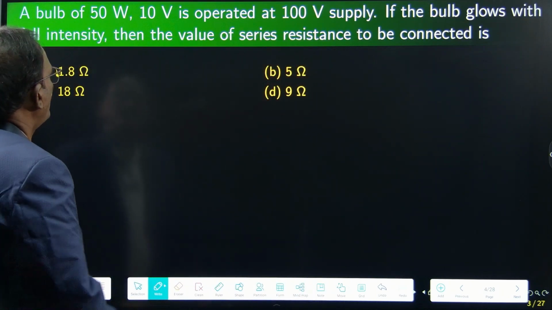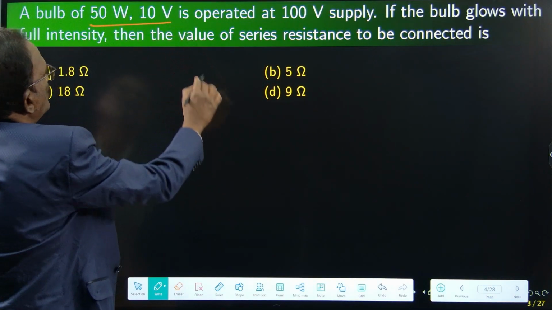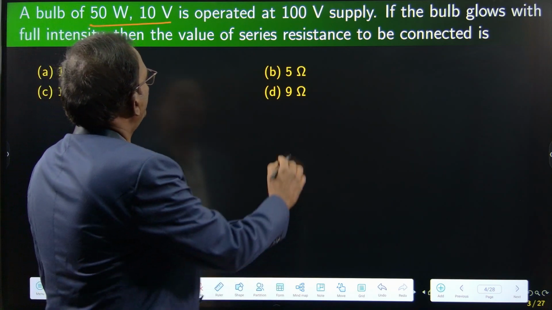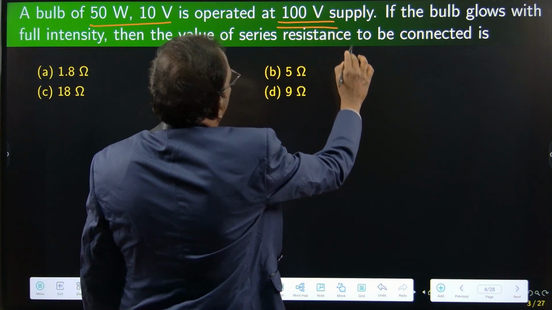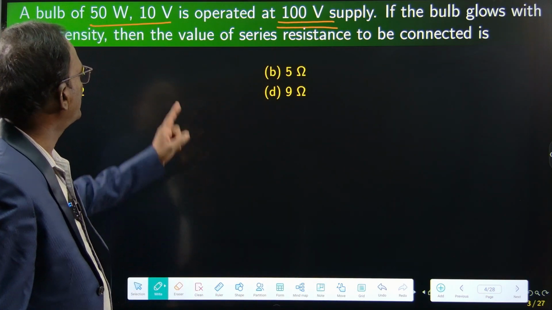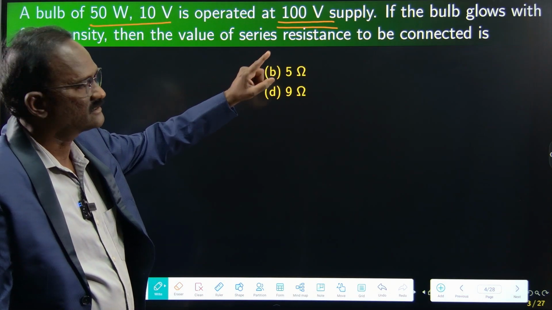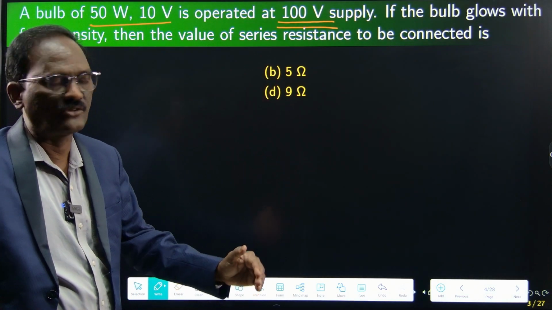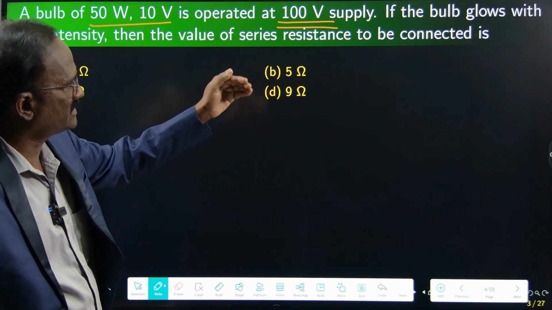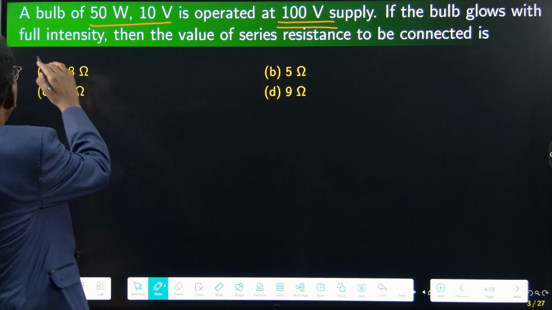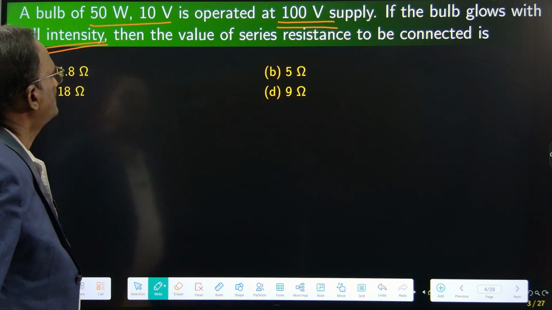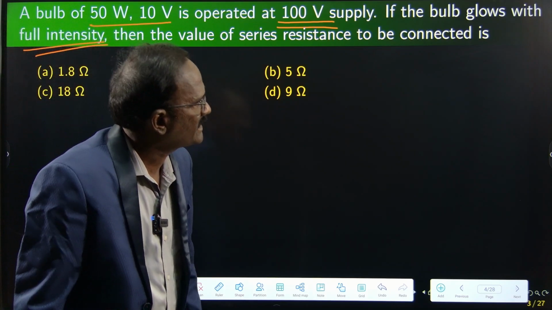A bulb of 50 watts, 10 volts is operated at a 100 volt supply. The rating of the bulb is 10 volts, but we are increasing the voltage. Right? In the previous problem, we reduced the voltage, but here we are increasing the voltage. If the bulb glows with full intensity, then what is the value of resistance to be connected?